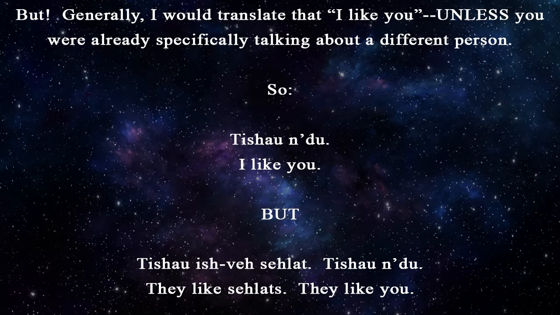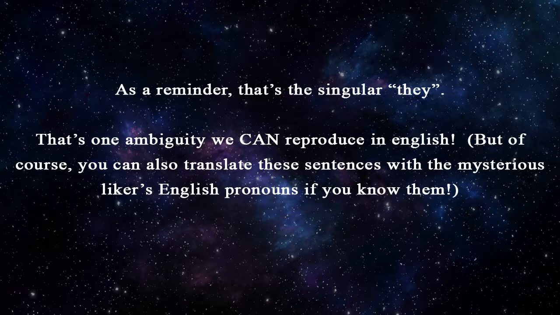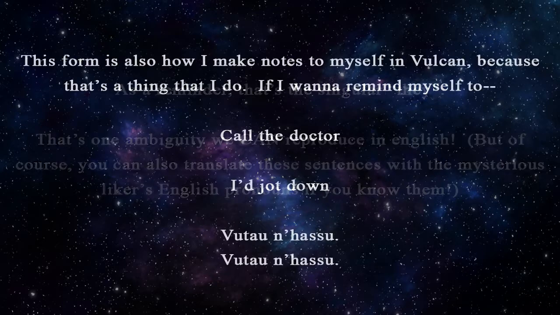But, Tisha ishve salat. Tisha ndu. They like salats. They like you. As a reminder, that's a singular they. That's one ambiguity we can reproduce in English. But of course, you can also translate these sentences with the mysterious likers English pronouns if you know them.